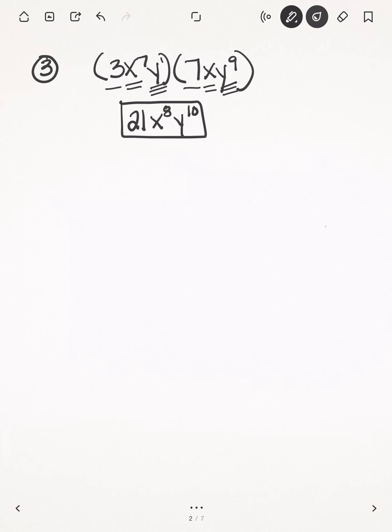Number 4, I want you to solve this equation. You have the absolute value of 5x minus 6 is equal to 14. How many answers should we get on this problem? Well, when you have absolute value, you notice the absolute value is by itself and it's equal to a positive number. So we should get 2 answers to this question.